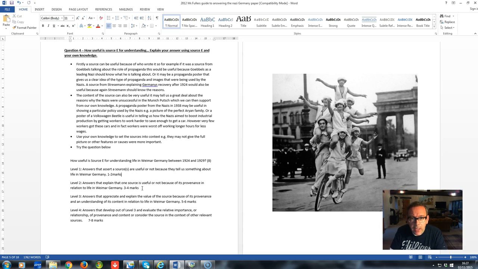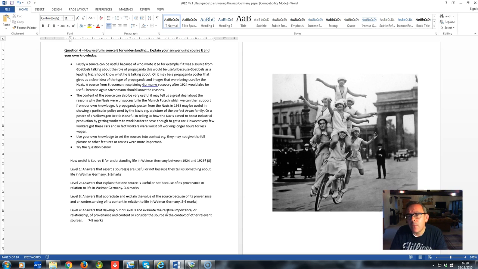Okay. For level three, you've got to look at both the provenance, so who wrote the thing and what their intention was in writing it, but also an understanding of its content and what that tells us about life in Weimar Germany and why it may be useful. Now, what's the difference between that and level four? Well, level four says answers that develop out of level three evaluate the relative importance or relationship of provenance and content, or consider the source in the context of other relevant sources. So what the examiners are really looking for is for you to use your own knowledge to help you understand that particular source and its usefulness.